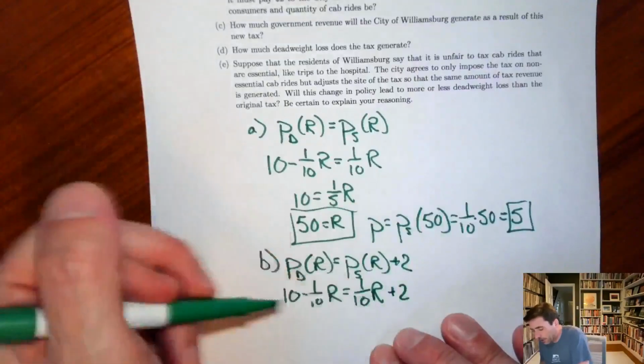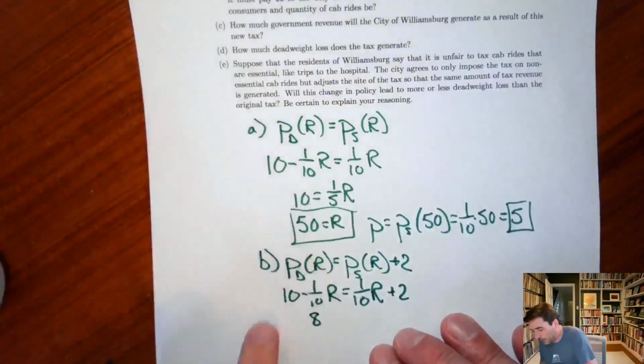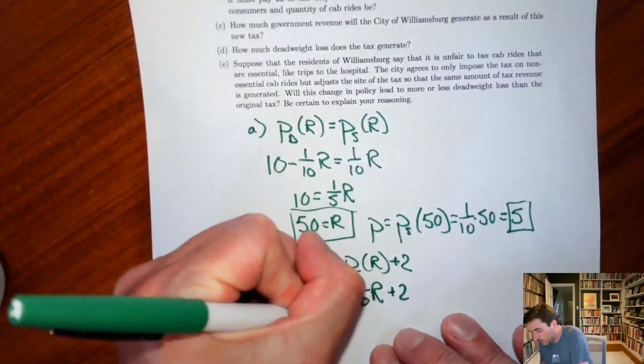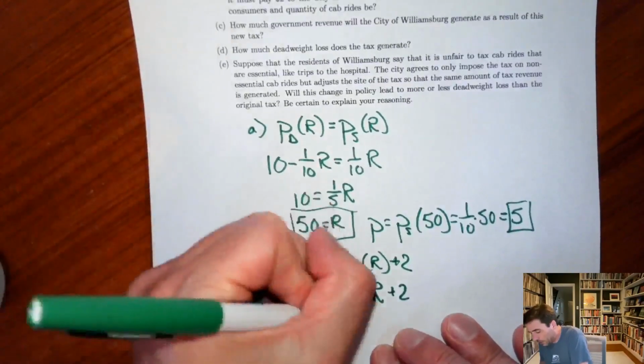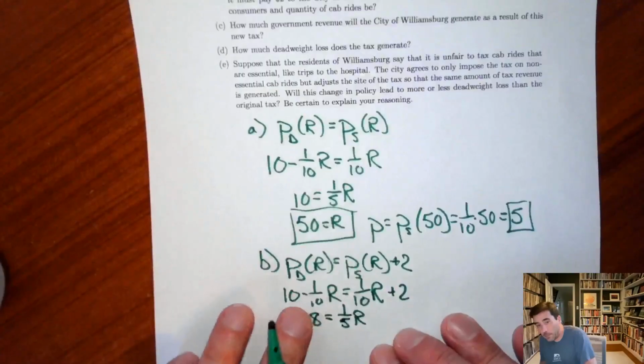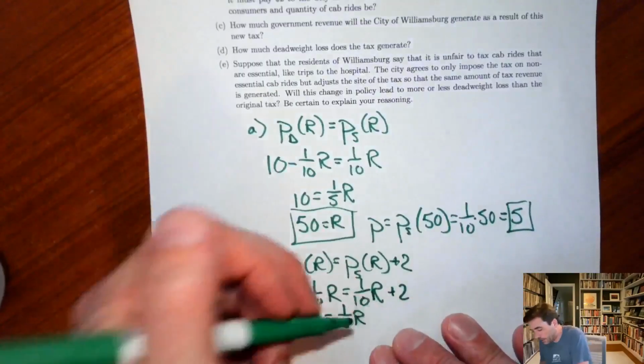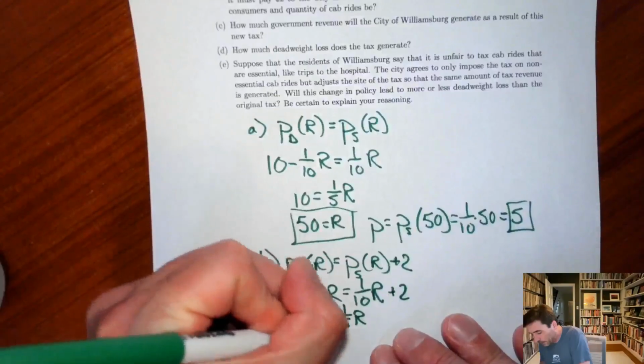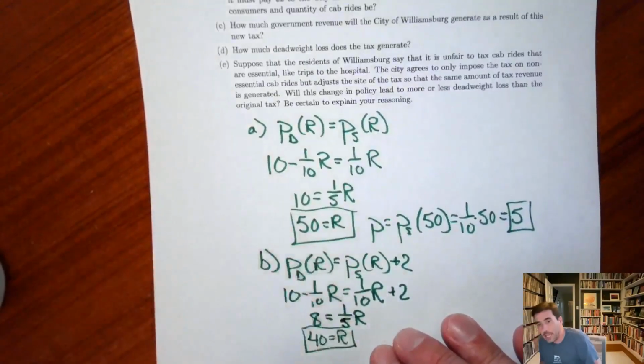So all that's going to change is that now on the left-hand side, I'm going to get 8 when I subtract that 2. That is now what's equal to 1/5 times R, when I move that minus 1/10 to the right. So when I multiply through by 5 here, I'm going to get 40 is equal to R. That is my new quantity of cab rides, right?